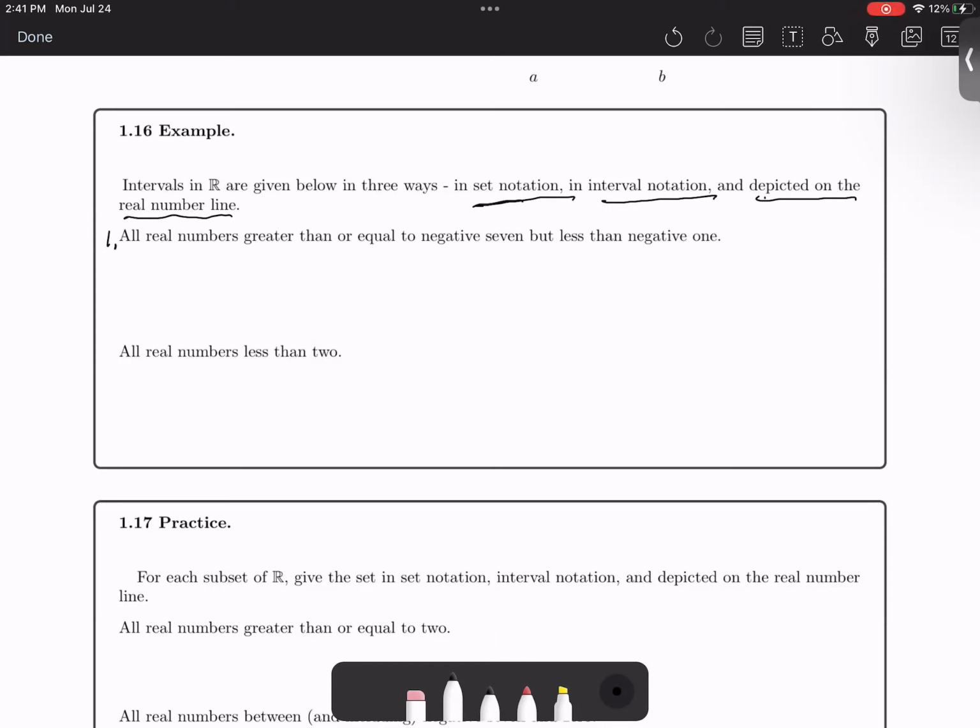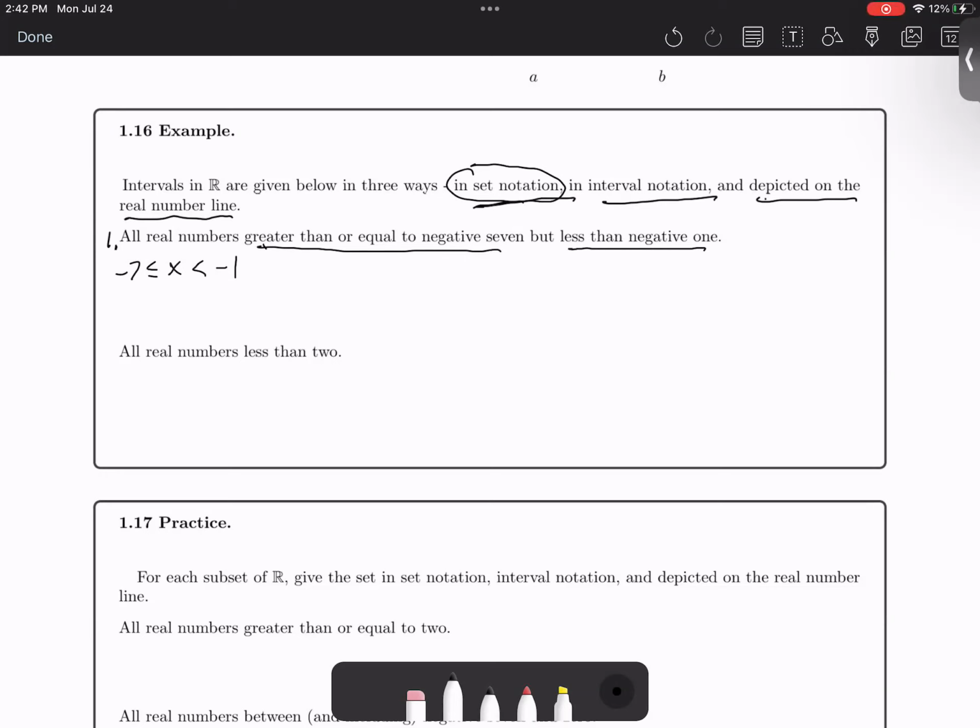I want to think about the set of all real numbers greater than or equal to -7, but less than -1. So let's work on set notation first. If I let x be this real number, then it's greater than or equal to -7. So -7 is somewhere here on the left, and x is greater than or equal to -7. But x also has to be less than -1. So that means -1 is somewhere to the right of x, right? X is trapped between these two numbers.